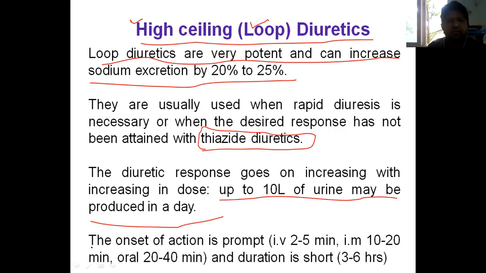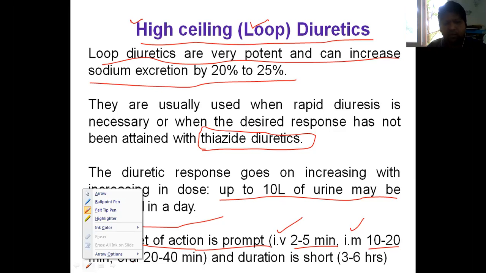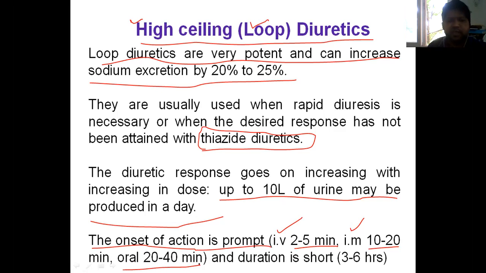The onset of action is very quick and prompt. If you give it by intravenous route, diuresis is seen within 2 to 5 minutes. By intramuscular route, diuresis can be seen within 10 to 20 minutes. By oral route, the diuretic response can be seen within 20 to 40 minutes. The duration is also very short; within 3 to 6 hours the drug gets eliminated from the body. So that is the introduction to high ceiling diuretics.